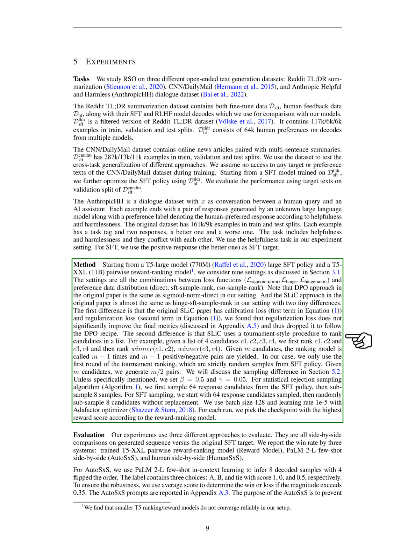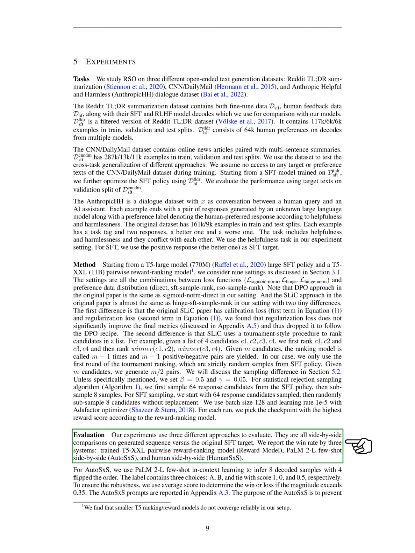We use a batch size of 128 and a learning rate of 1E5 with the Adafactor optimizer. For each run, we select the checkpoint with the highest reward score according to the reward ranking model. Our experiments use 3 different approaches to evaluate the results. All of them involve side-by-side comparisons of the generated sequence versus the original SFT target.